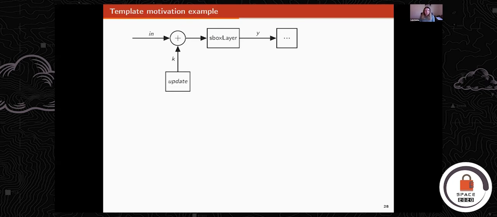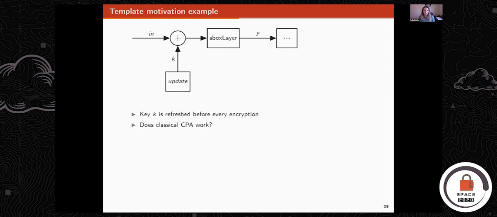Okay, so let's move on to template attacks. First, to motivate them, I would like you to consider this scenario of a typical implementation. Think of it as maybe AES. We have some input and a key that's also being updated. Then there is the S-box layer, and the output of it is Y, which is then taken further. Let's say that the key is refreshed before every encryption. That's a nice countermeasure against DPA.